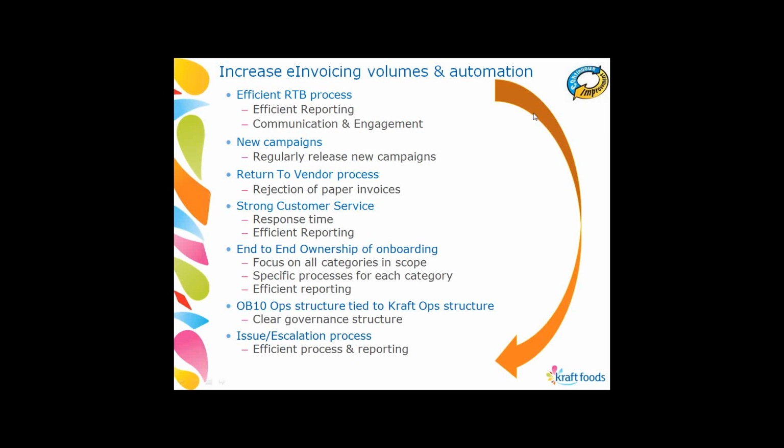So on one side is an efficient RTB process. And the efficient RTB process means not just on the Kraft side, but in cooperation with the OB10 side. So you need to have efficient reporting, and you need to have good communication and engagement within all partners here. New campaigns: you need to review your volumes and update your volumes on a regular basis, and also target new suppliers, so you can continue increasing potential e-invoicing volumes to be received.